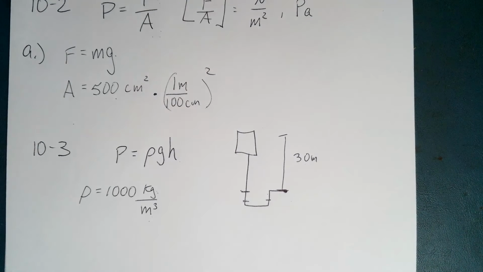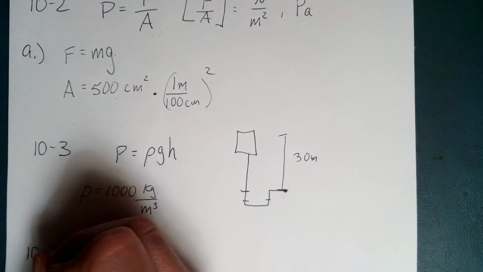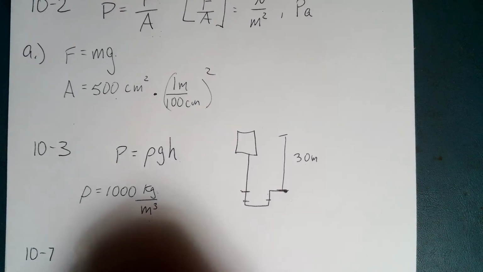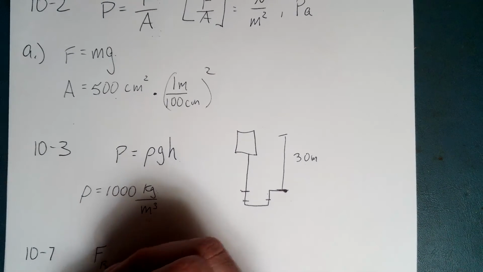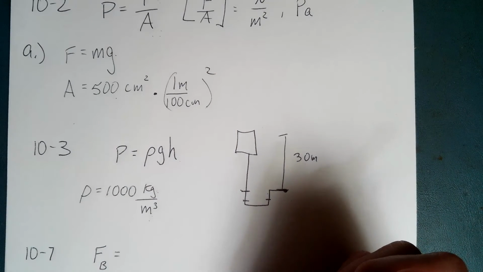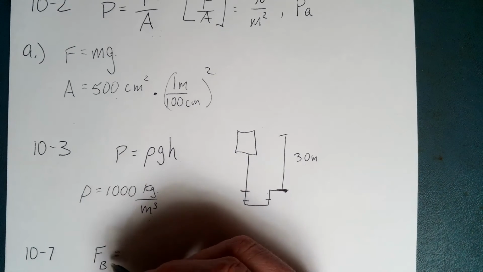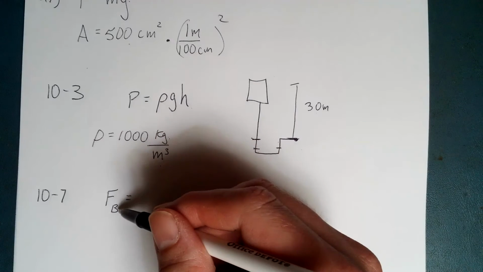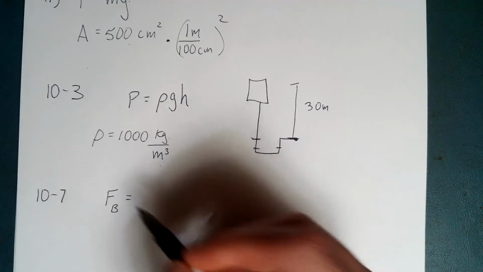Okay, let's see, we got 10.7. Next, we're moving into Archimedes' principle and buoyant force. I'm not going to go into the whole background of this, but for the buoyant force, an object in a fluid, that can be water, or there's a homework problem where it's mercury, air also works as a fluid.